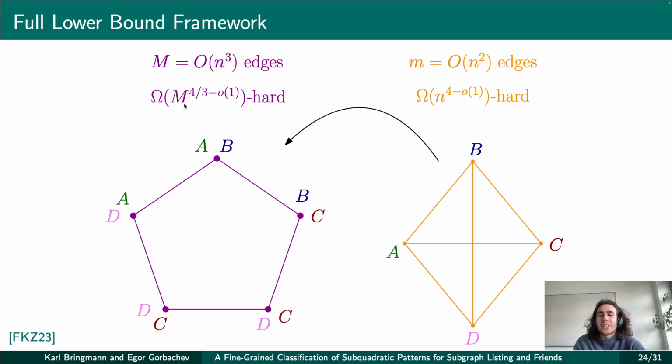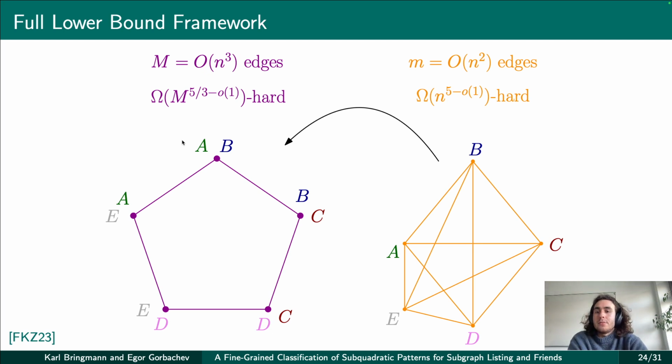However, if we increase the size of a clique even further and try to embed a 5-clique, we can still use only a cubic number of edges, but the lower bound becomes n to the 5, so the lower bound for our graph is m to the 5 thirds. And indeed, algorithms working in time m to the 5 thirds are known.